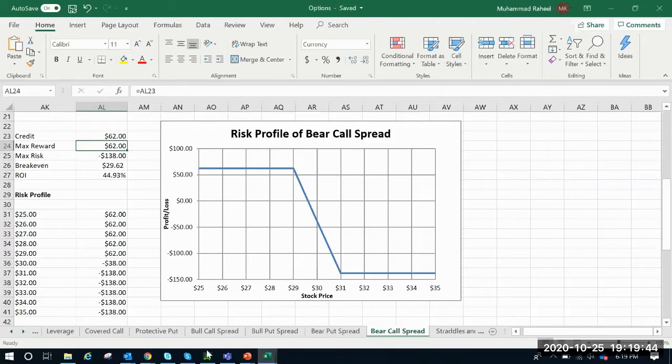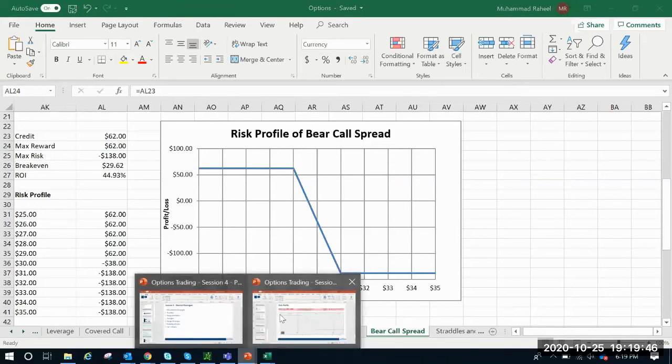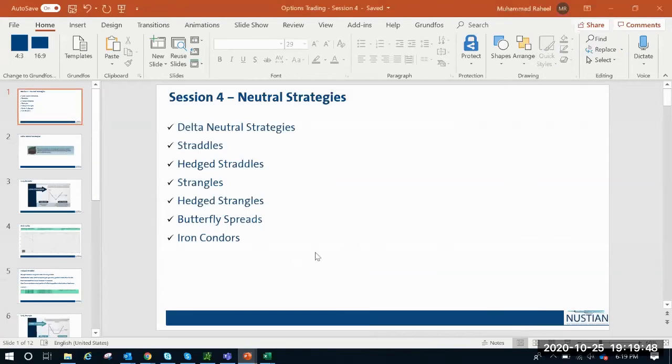All right, so I will jump on to session 4. Now what we're going to do is something very exciting, and that's the neutral strategies, how we can play it when we don't really know what the stock price is going to do.